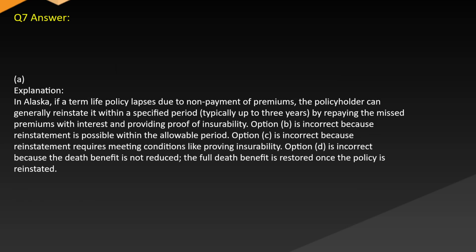Answer A. Explanation. In Alaska, if a term life policy lapses due to non-payment of premiums, the policyholder can generally reinstate it within a specified period, typically up to 3 years, by repaying the missed premiums with interest and providing proof of insurability. Option B is incorrect because reinstatement is possible within the allowable period. Option C is incorrect because reinstatement requires meeting conditions like proving insurability. Option D is incorrect because the death benefit is not reduced. The full death benefit is restored once the policy is reinstated.